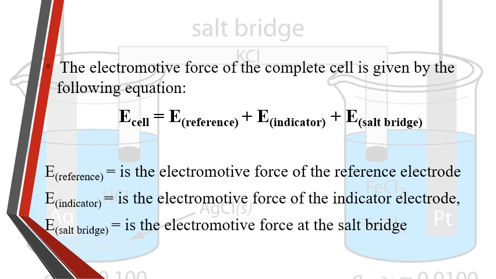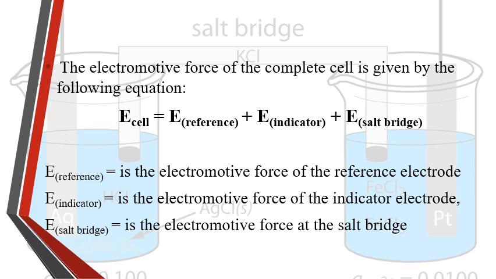The salt bridge, the electromotive force of the salt bridge, connects the two half cells of the electrochemical cell. The salt bridge minimizes the liquid junction potential. The liquid junction potential is the voltage difference that can occur when two different solutions come into contact and complete the circuit. The summary of the equation is as follows.